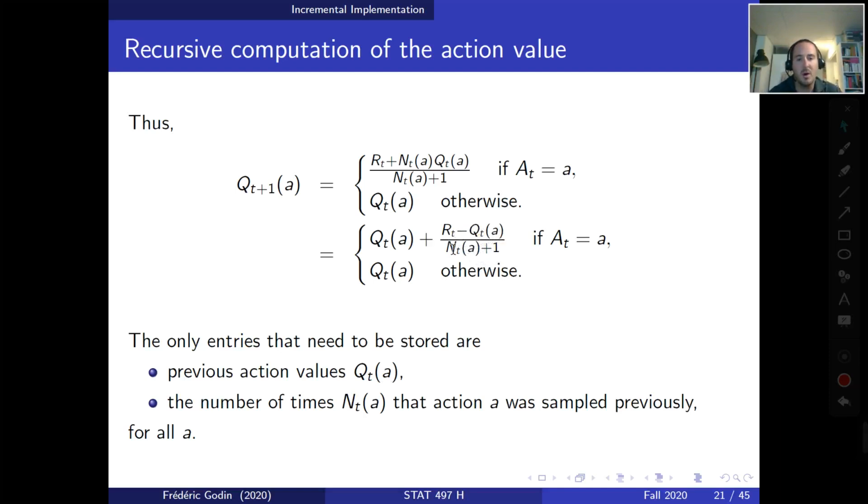Okay, so the only quantities you need to track are Q_t(a) and N_t(a), and this is better because you don't need to store all previous actions and all previous rewards if you want to use this formula. The only thing you need to store to apply this update formula for Q_{t+1}(a) is Q_t(a) and N_t(a). So this requires much less memory if you want to apply it in practice.